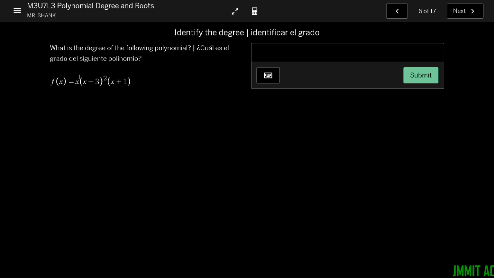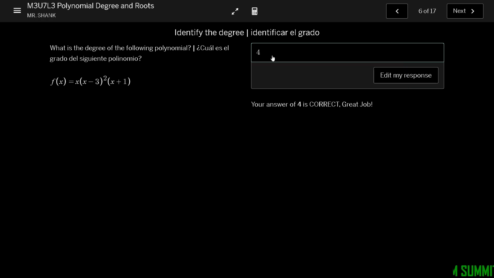I'm going to say I have x to the first plus x to the second is 3, plus another x to the first power is going to be 4. So I have to add that total number of exponents together. So if it's in factored form like that, just be very careful. Take your time. Again, I'm saying I have 1 plus 2 plus another 1 is going to be 4.